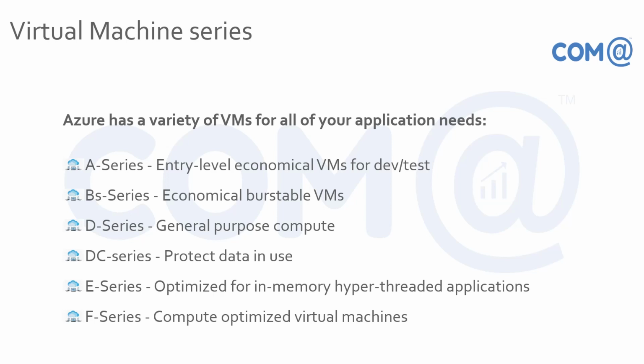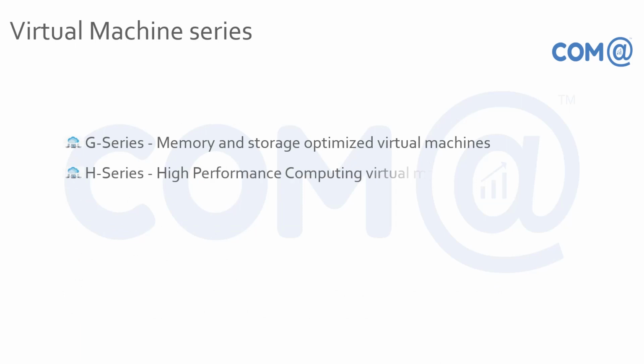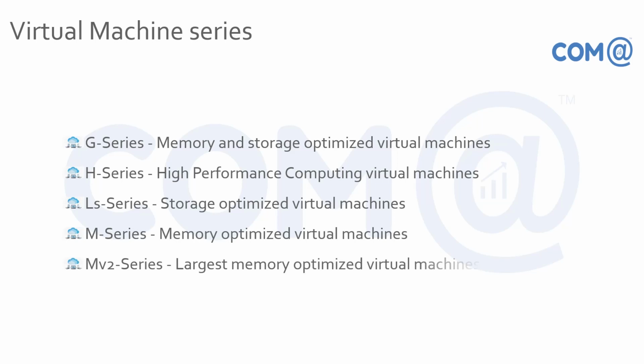That is A series, which is recommended for entry level and economical virtual machines for dev or test, and BS series is economical burstable virtual machines, and D series is for general purpose computing, and DC series provides protection of data in use, and E series is optimized for in-memory hyper-threaded applications, and F series is recommended for compute optimized applications, and the G series is memory and storage optimized virtual machine, and H series is high performance computing virtual machine, and LS series is a storage optimized virtual machine, and M series is memory optimized virtual machine, and MV2 series is the largest memory optimized virtual machine, and N series is GPU enabled virtual machine.